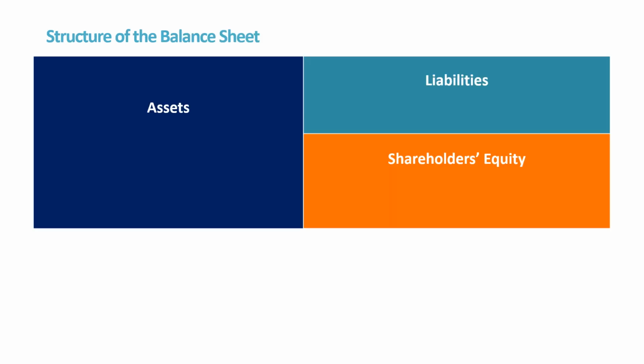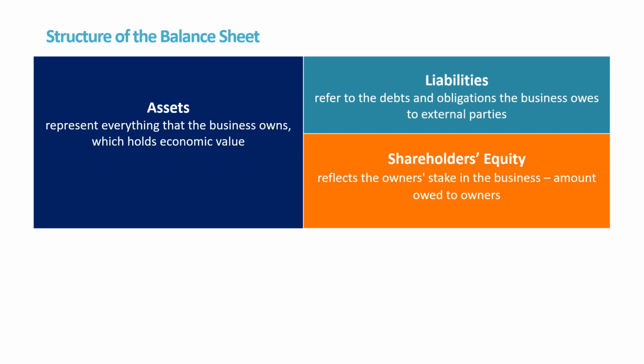Structurally, a balance sheet consists of three primary sections. On the left side, you have the assets. On the right side, the liability and shareholders' equity. Assets contain everything that the business owns or has control over, and these assets hold economic value. Liabilities, on the other hand, pertain to the debts and obligations that the business owes to external parties. Shareholders' equity represents the portion of the business owned by its shareholders, reflecting the amount owed to the owners.